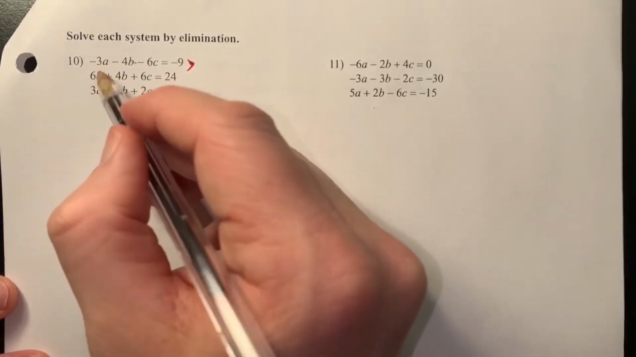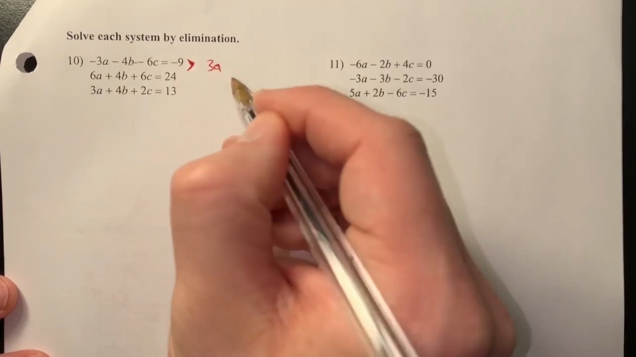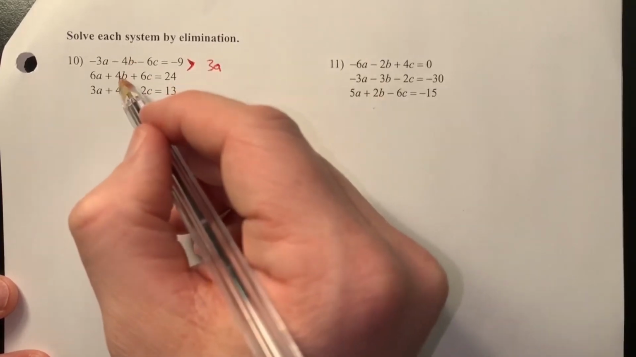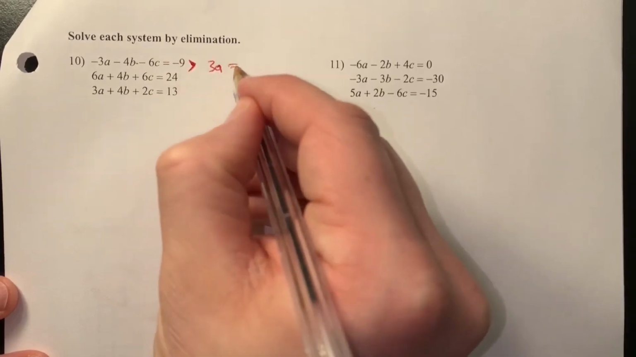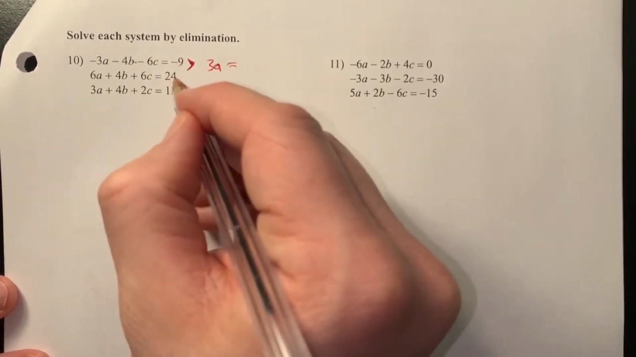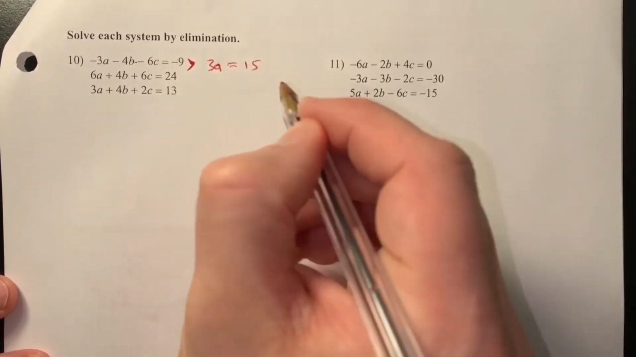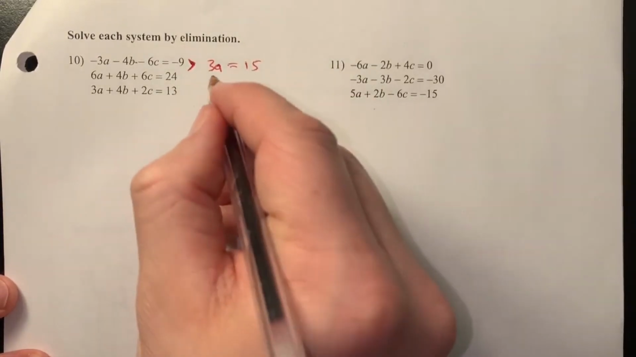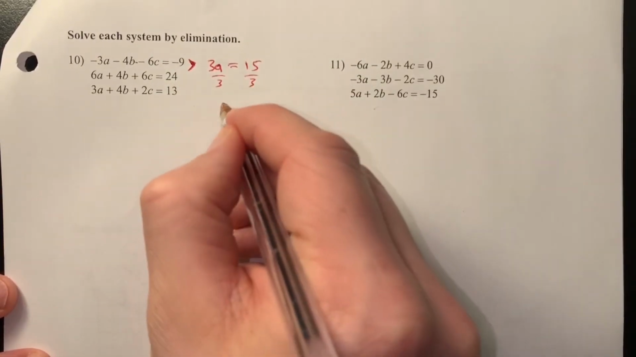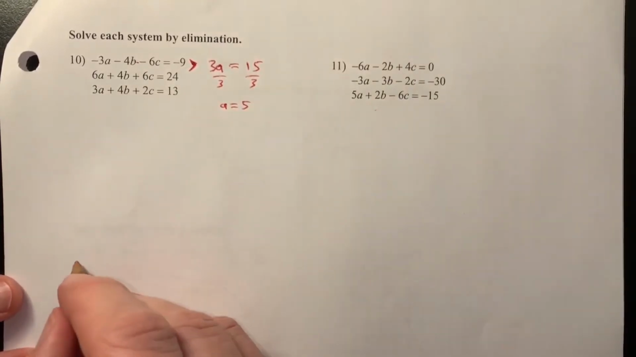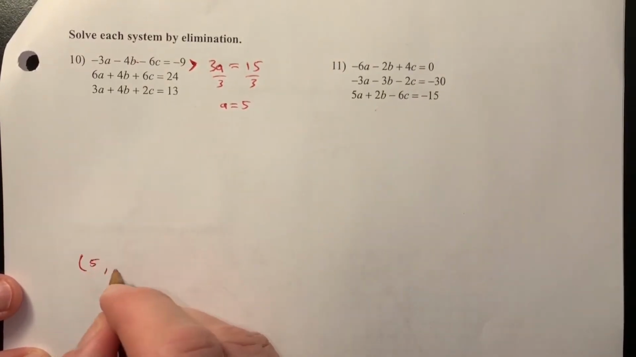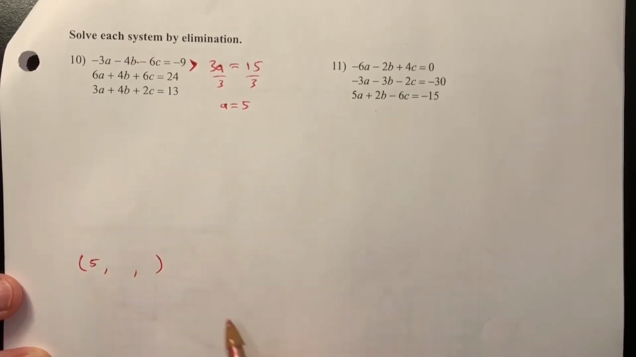Negative 3a plus 6a is 3a. The b's cancel. The c's actually cancel also. Then negative 9 plus 24 is 15. So I'll divide both sides by 3 and I get a equals 5. So in my solution, I've got 5, then b, then c.